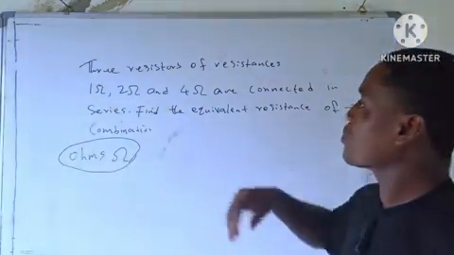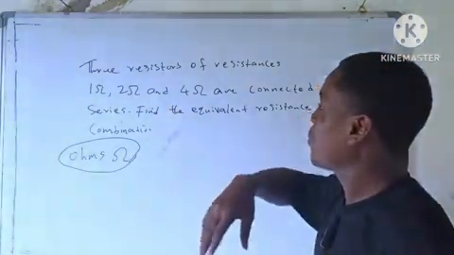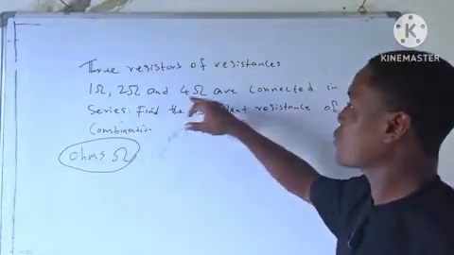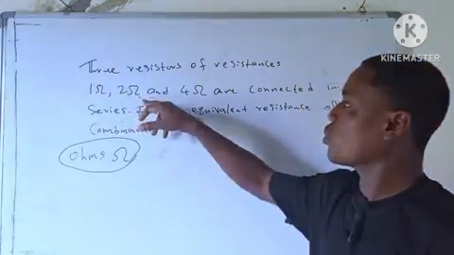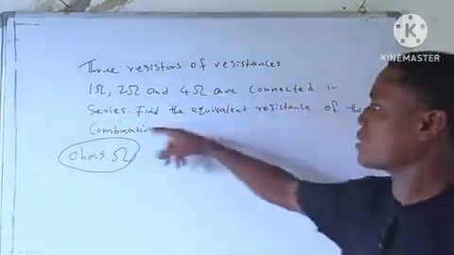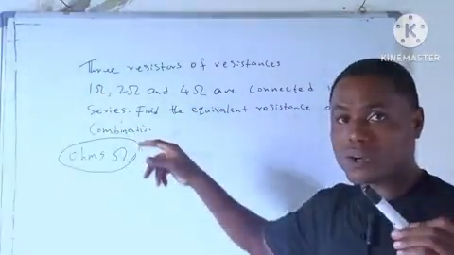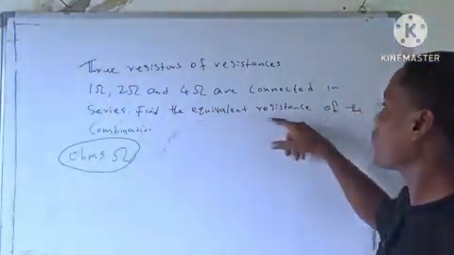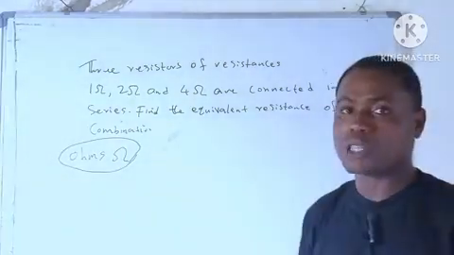Okay. Now we are given how many? We are given 3 resistors, right? 1 ohm, 2 ohm, and 4 ohm are connected in series. Are you getting it now? They are connected in series. Find the equivalent resistance of the combination.